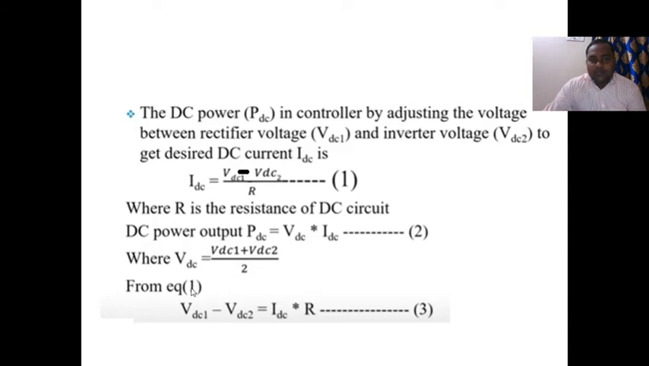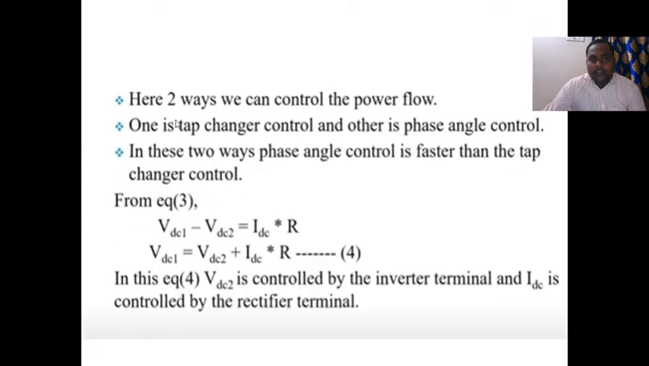From equation 1, VDC1 minus VDC2 is equal to IDC into R. Rearrange this equation. Here there are two ways we can control the power flow. One is by using tap changer control and the other is phase angle control. Of these two ways, phase angle control is faster than the tap changer control.